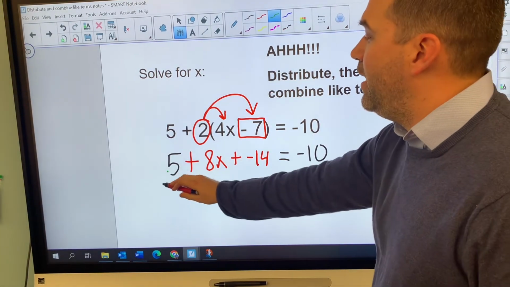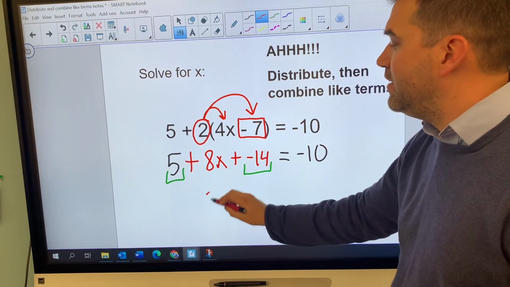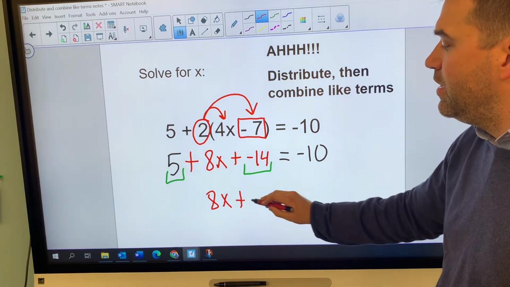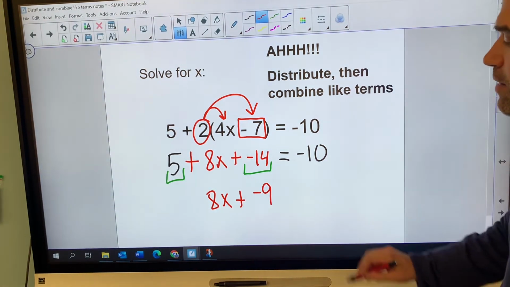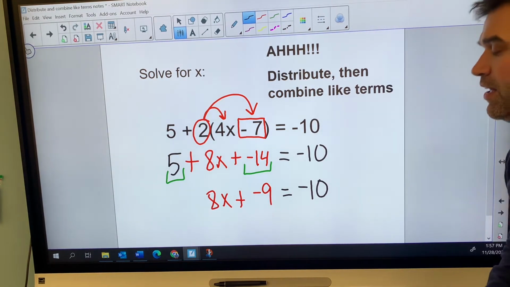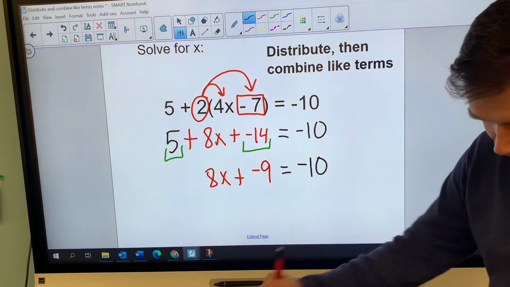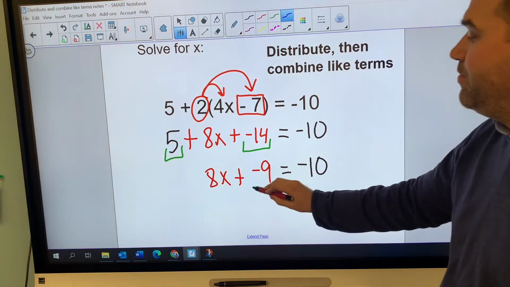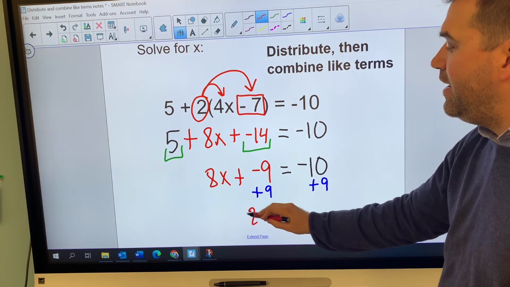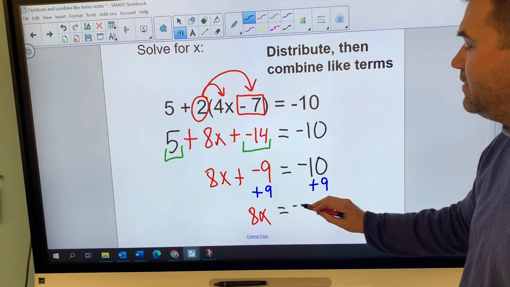But I do have a 5 and -14 that I can combine. The 8x is not going to change. The 5 and -14 come together to make -9. Again, I put that plus sign there between the two terms, equals -10. Now I have a two-step equation. Yes! I'm going to go ahead, add 9 on both sides of the equal sign. The 8x is the only thing left on the left. And -10 plus 9 is -1.